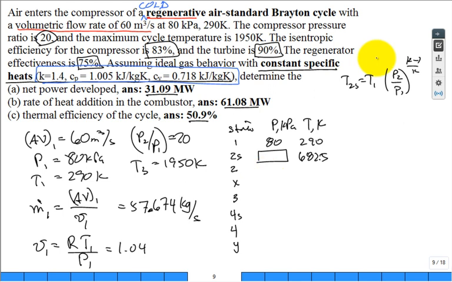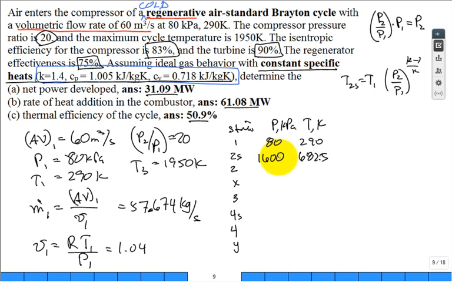Hey, what's that pressure? It's almost too easy. The pressure ratio was given, so you multiply the inlet pressure by the pressure ratio to get the outlet pressure. Yeah, so it's 1600.